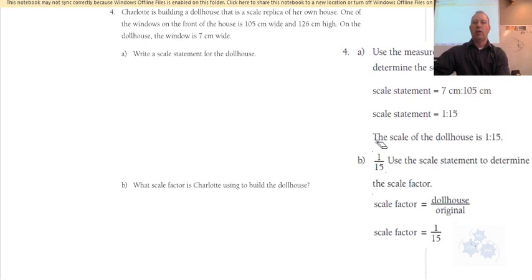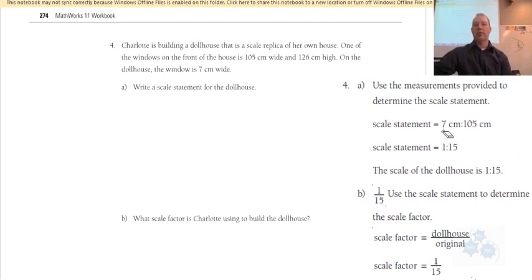Alright, so number 4, okay, so I'll leave the answers over here on the side so you can see, because some of these are pretty straightforward, but Charlotte is building a dollhouse that is a scale replica of her own house. One of the windows on the front of the house is 105 wide and 126 high. So that's the actual window, the actual. And a lot of you guys got this mixed up and you used this as the model and this is the actual or something. So you've got to read carefully, okay?